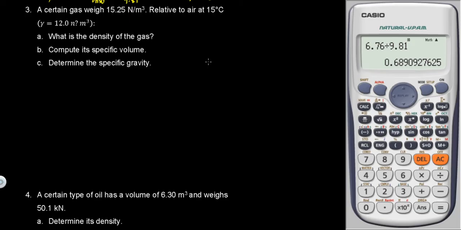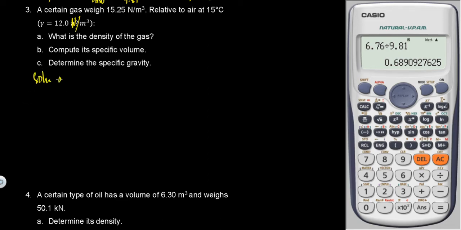Okay, number 3, a certain gas weighs 15.25 Newton per meter cube relative to air at 15 degrees C. Gamma of air is equal to 12.0 Newton per meter cube. What is the density of the gas? Compute the specific volume and determine the specific gravity.